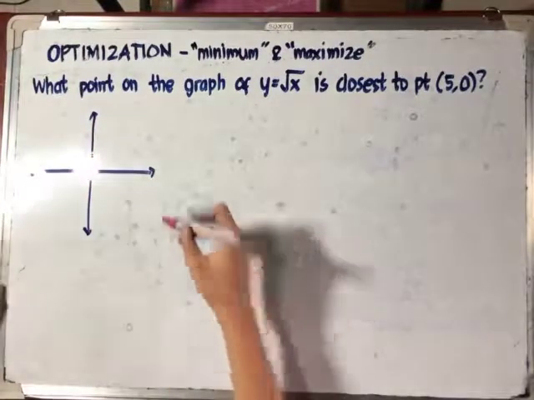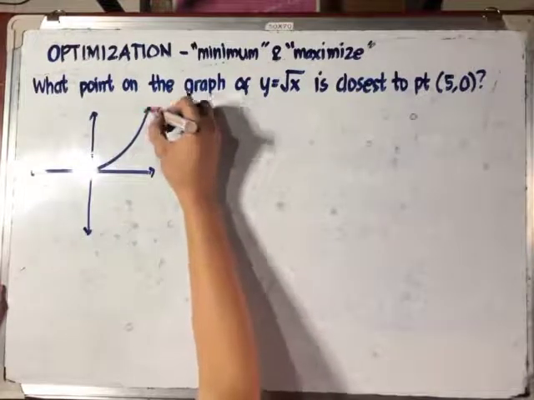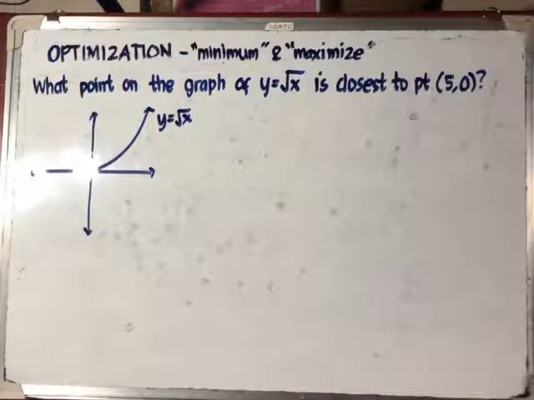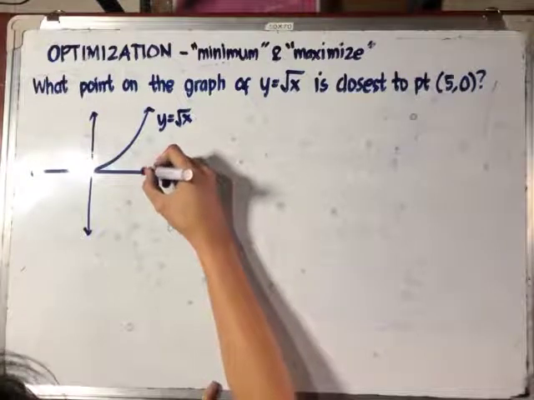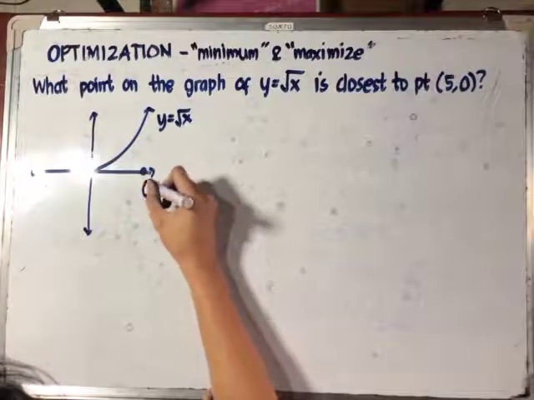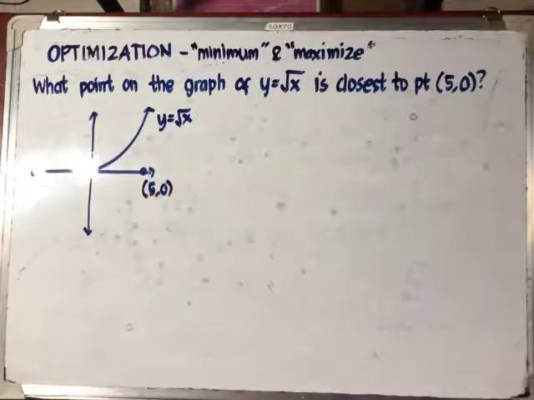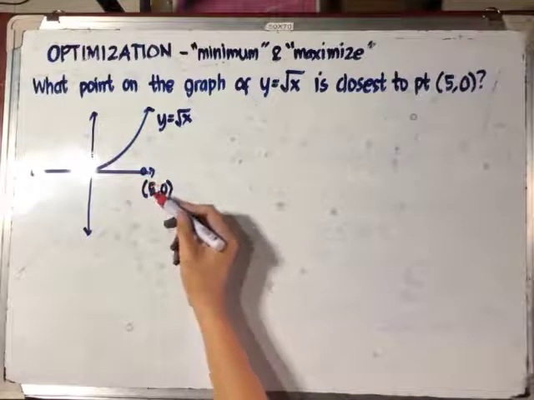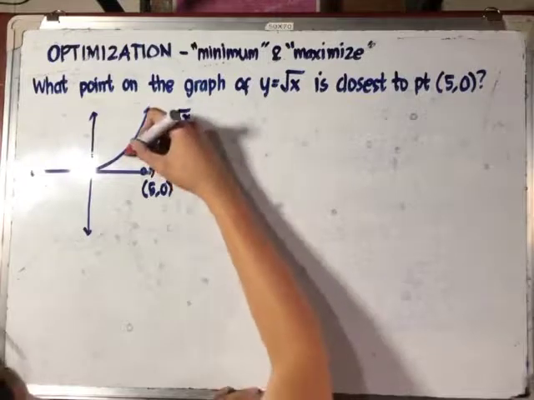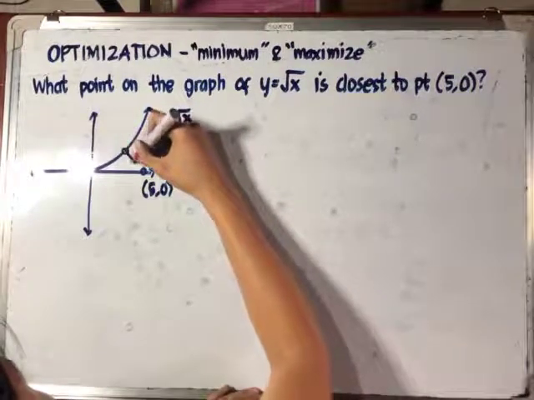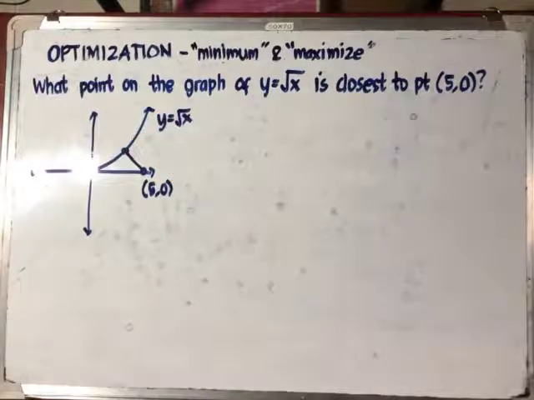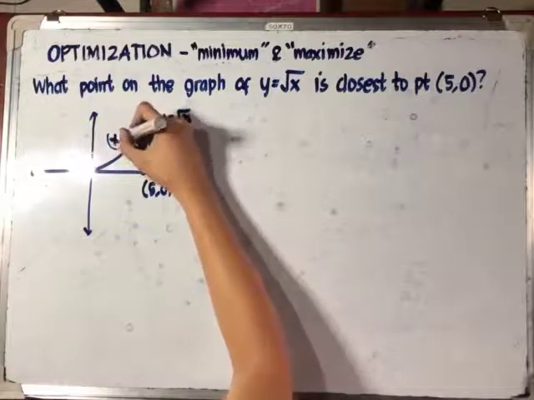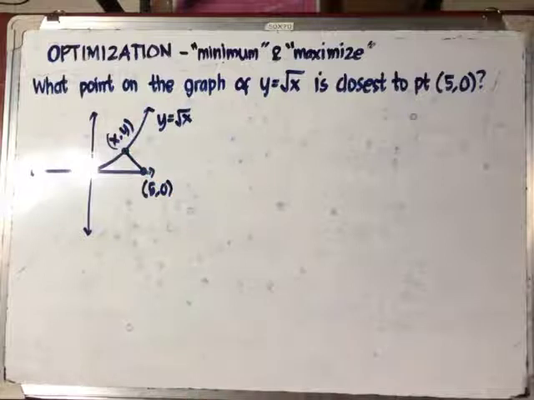This graph would actually look like this one. This is y equals the square root of x. And if we look at point (5, 0), let's say this is that point. The question is, what point on this graph is closest to this? If we are asking for the closest point, that should be the point with a perpendicular distance to the given point (5, 0). We are actually looking for this point with coordinates x, y. We need to find x, y.